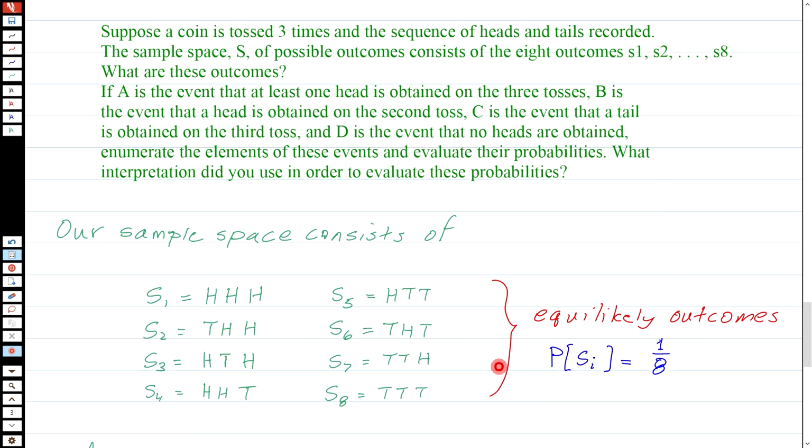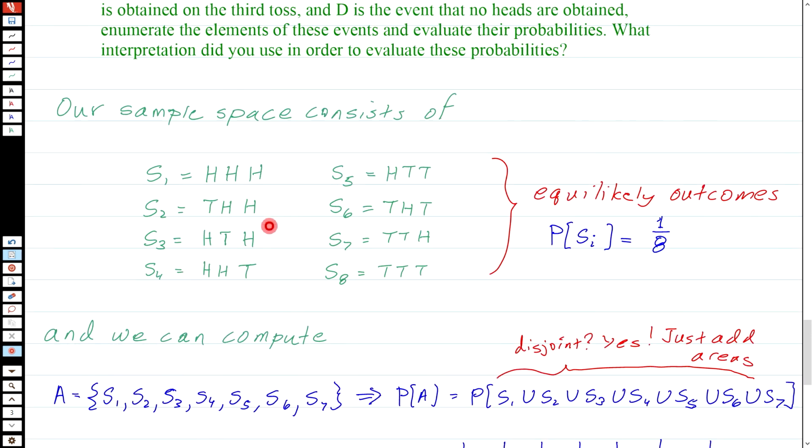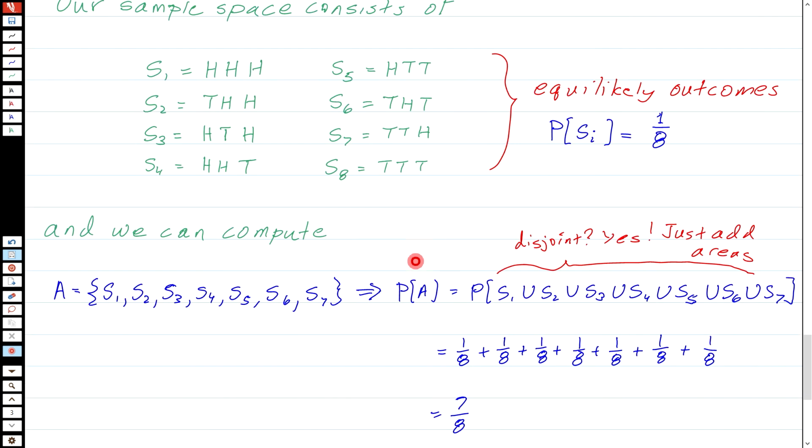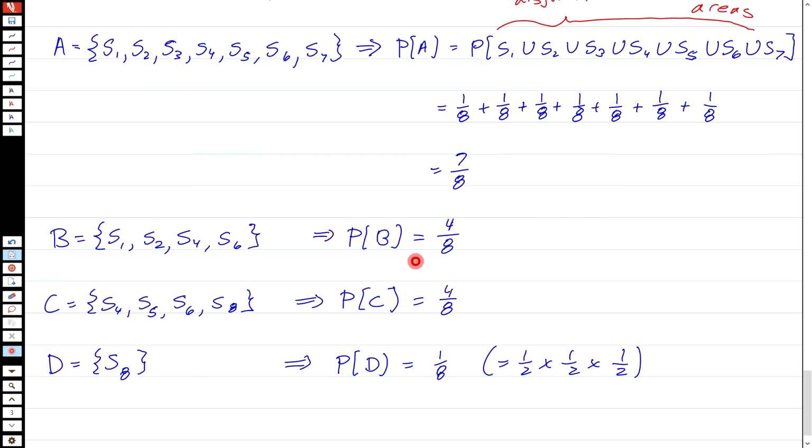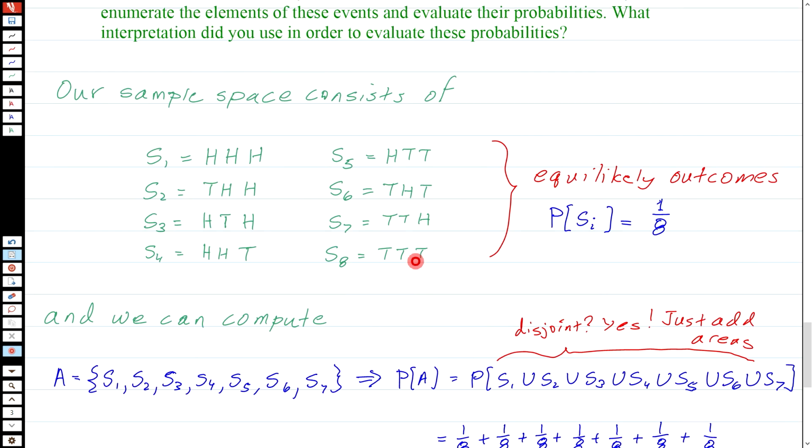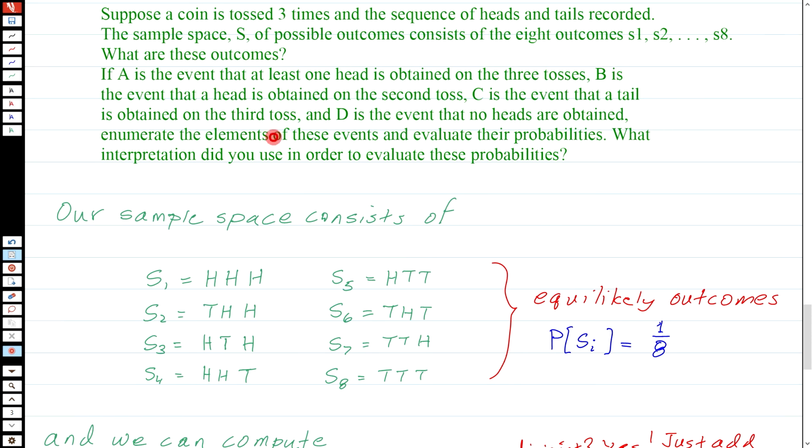C is the event that a tail is obtained on the 3rd toss. Let's see what that gives us. S1, S2, S3, S7. And I think that's it. Let's see what we have down here. Did I read this wrong? S4, 5, 6, and 8. Oh, it's a tail. Okay, sorry.